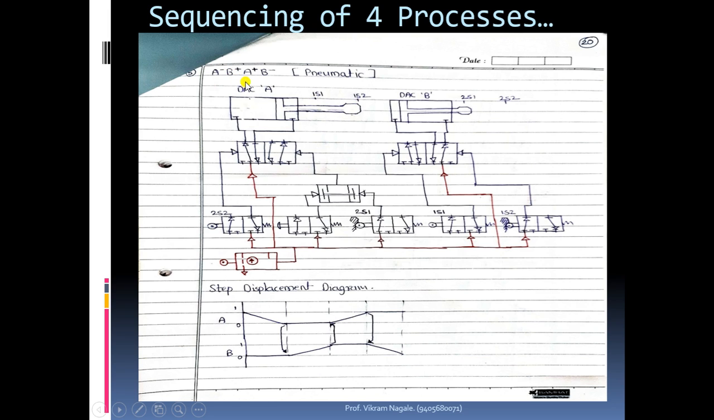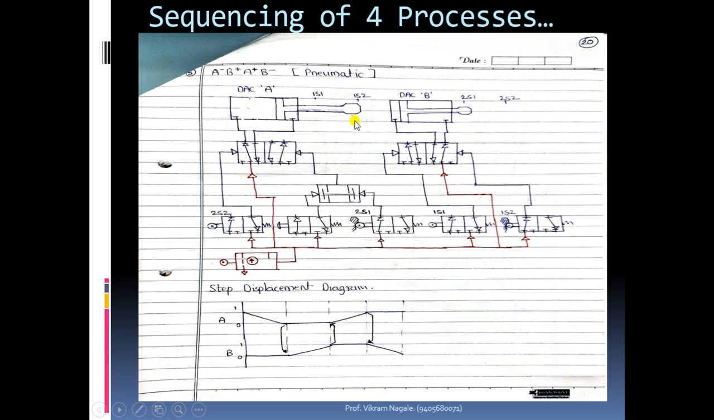Then we need B plus, means the rod end of this cylinder B should travel from 2s1 to 2s2. Then A plus means this rod end should travel from 1s1 to 1s2, and after this third process, this rod end of cylinder B should travel from 2s2 to 2s1, and then one cycle will get complete, and after that the system will go for the next cycle from A minus.